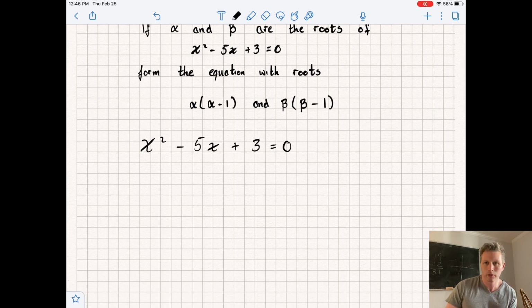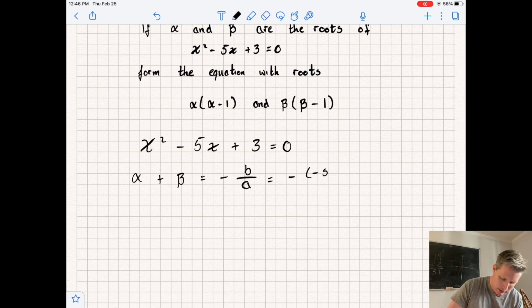And so we know that for any quadratic function, the sum of the roots, that is alpha plus beta, I have one root alpha, one root beta, sum of my roots is negative b over a, for a quadratic function in standard form, ax squared plus bx plus c equals 0. And so in our case, minus b over a is minus negative 5 all over 1. And that is 5. Double negative is a positive, positive 5. So the sum of my roots is 5.